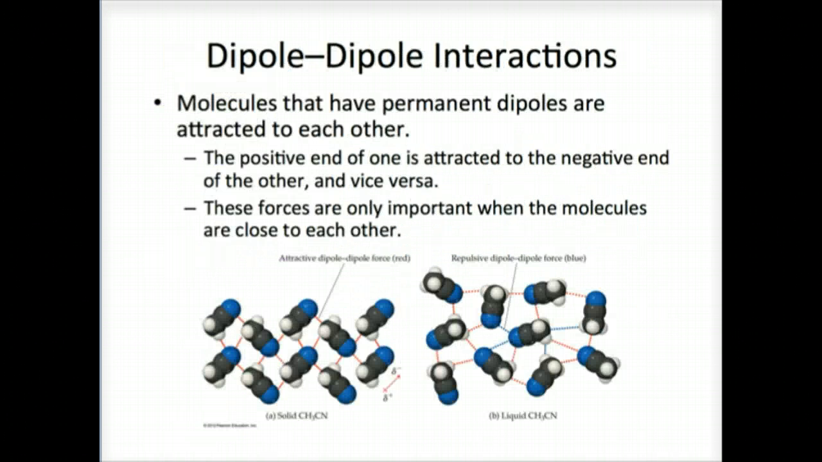The next IMF is dipole-dipole interactions. The most important feature here is this idea of a permanent dipole. In other words, we have compounds that are polar. Remember from chemistry that a polar compound is simply an unequal sharing of electrons within a covalent bond. And this has to do with the electronegative differences between the nuclei of the atoms involved.